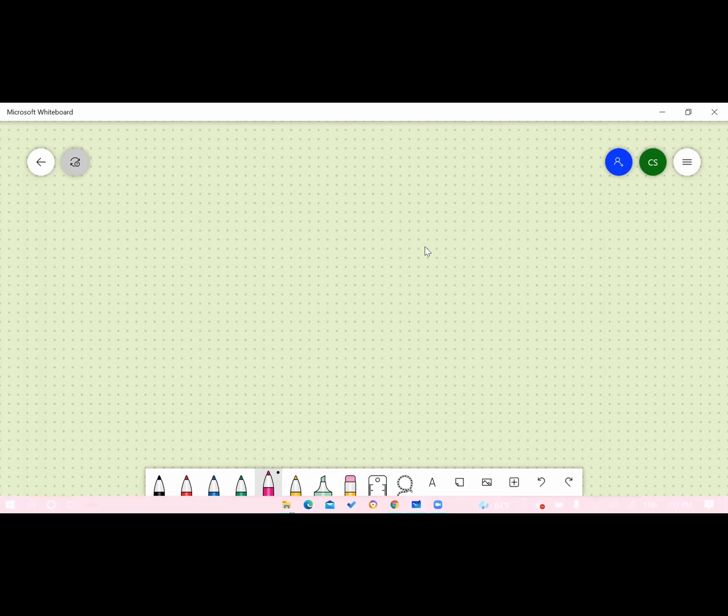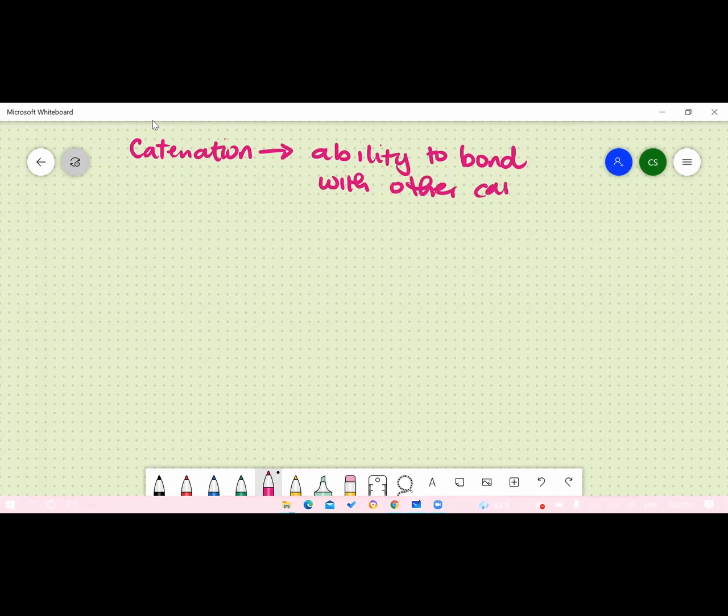What's catenation? Catenation basically is the ability of carbon to bond with other carbon atoms. Very good. Sorry, not other carbon compounds, other carbon atoms. So that can be straight chains, like in the case of ethane. Remember I said that? Yes, you did.